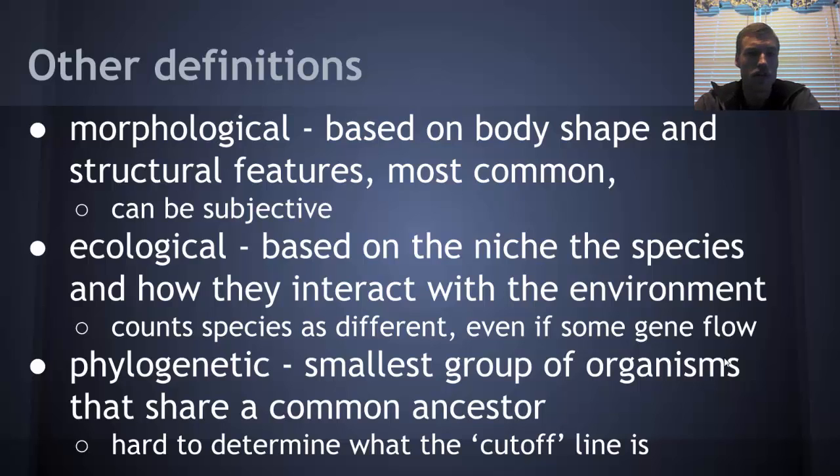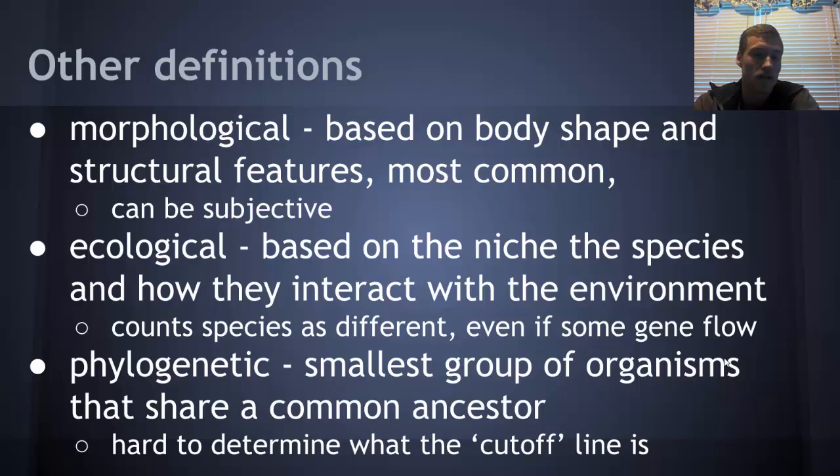There are some other definitions of a species. First one being morphological. This is basically just based off of body shape, structural features. It is the most common definition of a species, and that is what was used for a really long time. Can be pretty subjective, though. You can have organisms that look very similar, so you might say that morphologically they're the same species, but it turns out that they don't interbreed, so are they actually the same species?